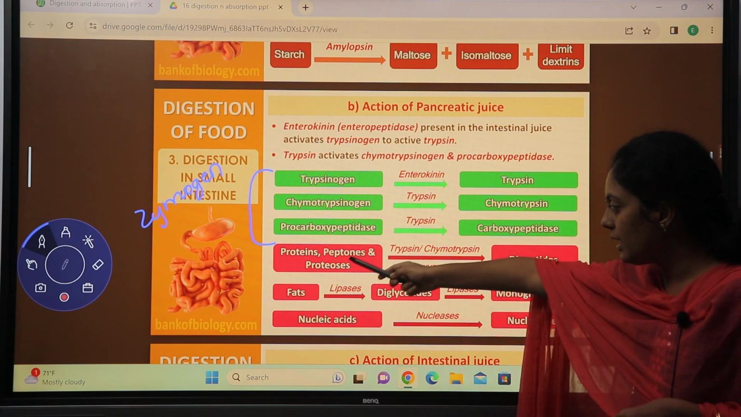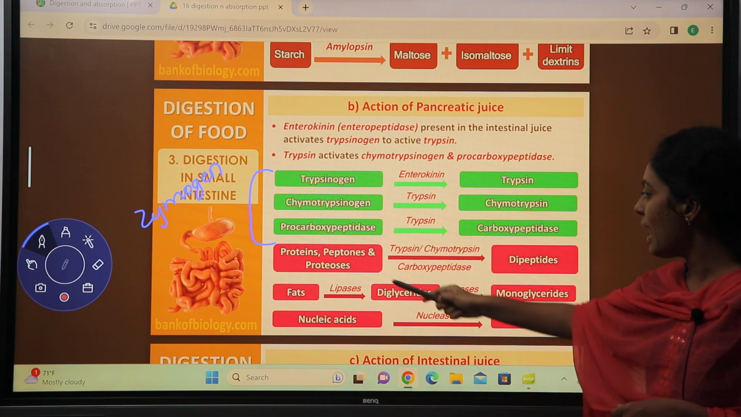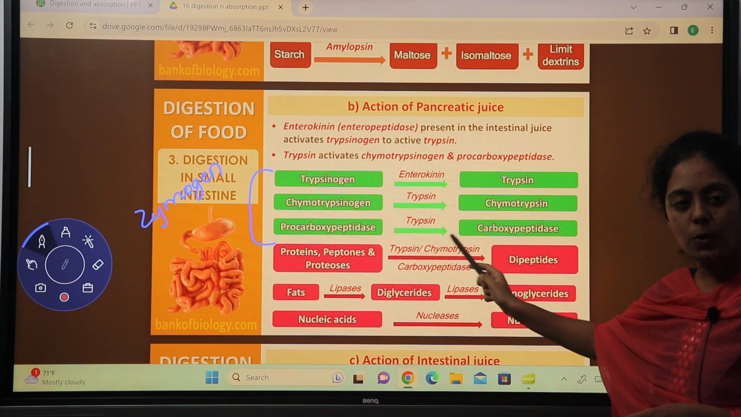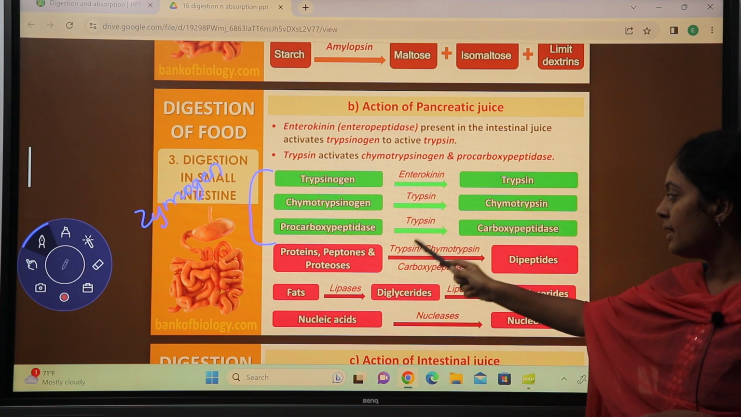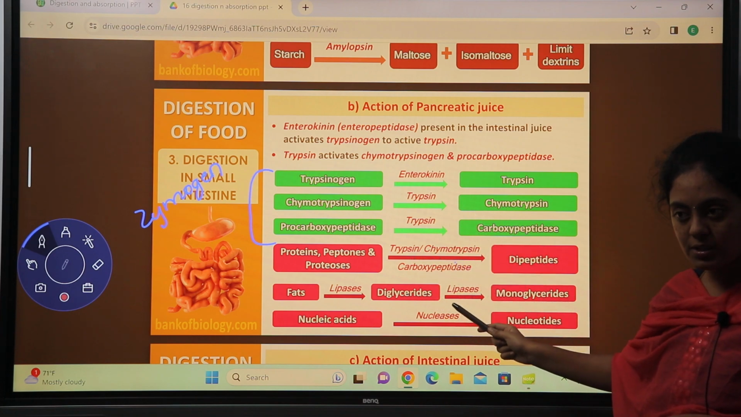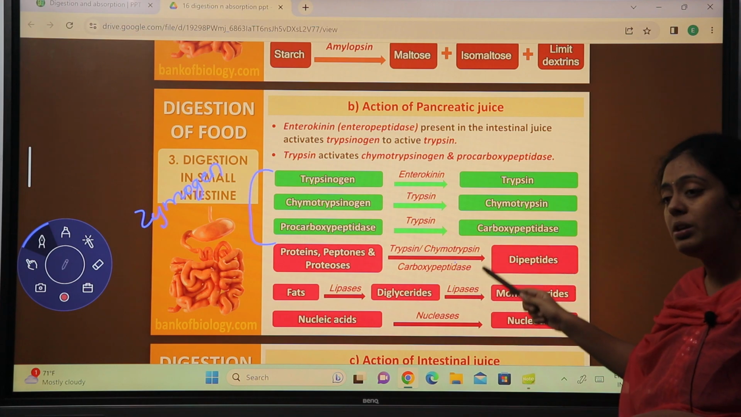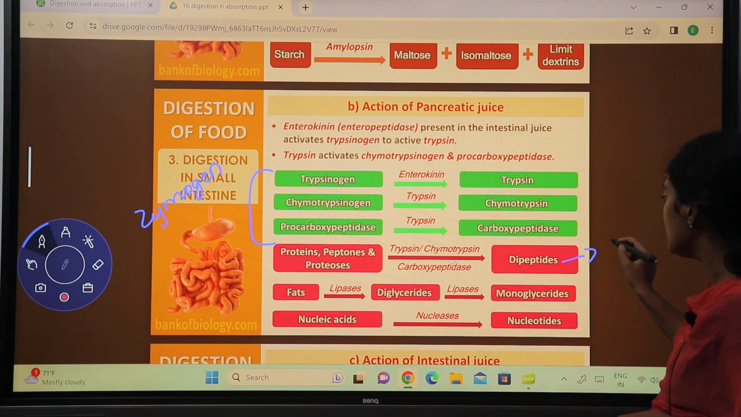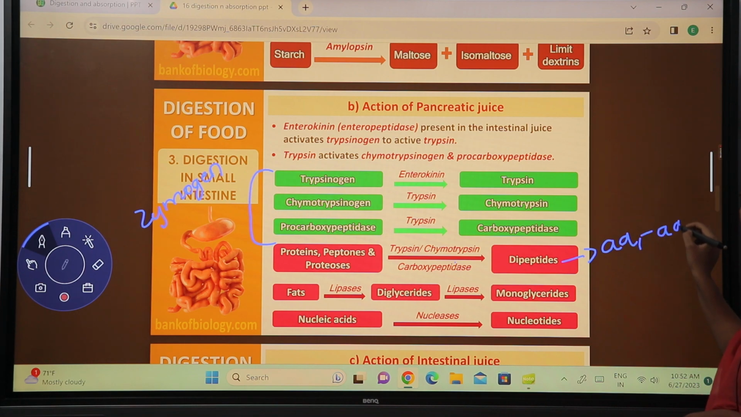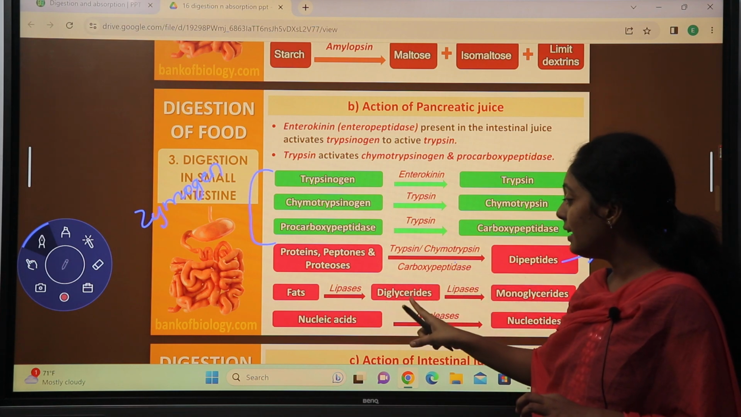So you can see the proteins and peptones are acted upon by all the proteases. Which are the proteases? Trypsin, chymotrypsin, carboxypeptidase, and it is converted into dipeptides. What do you mean by dipeptides? They contain two amino acids like this: this is amino acid 1, this is amino acid 2. I think all of you know that proteins are made up of amino acids. And what is the bond present between the amino acids? Very good, peptide bond.